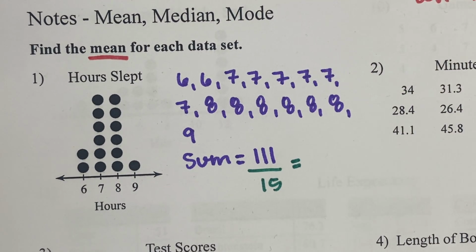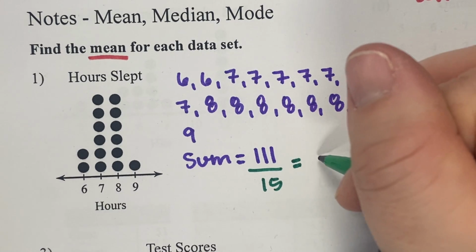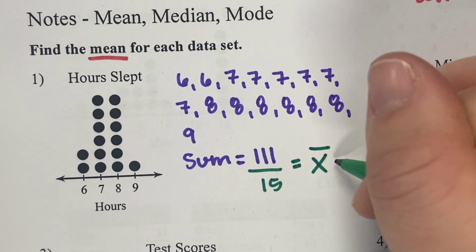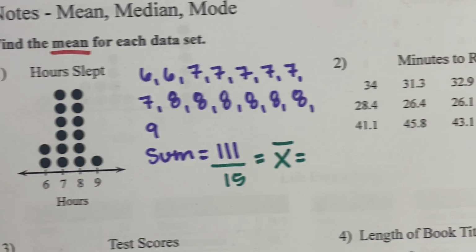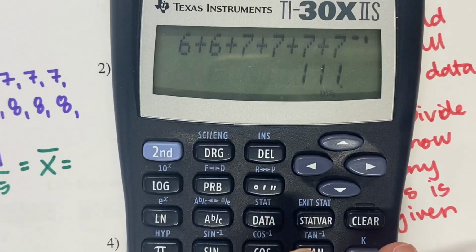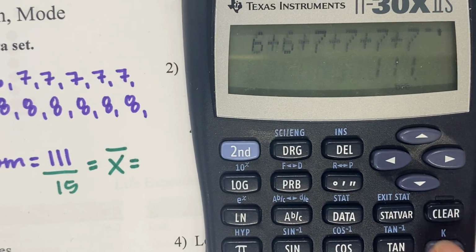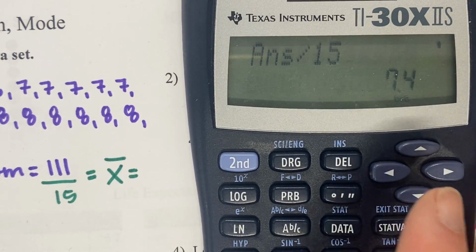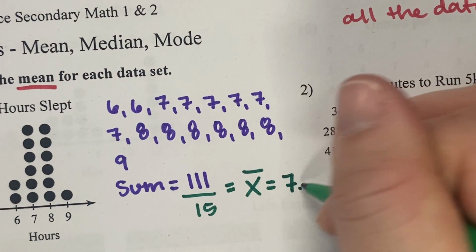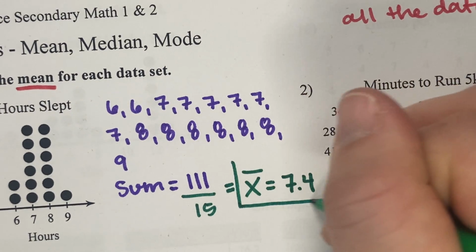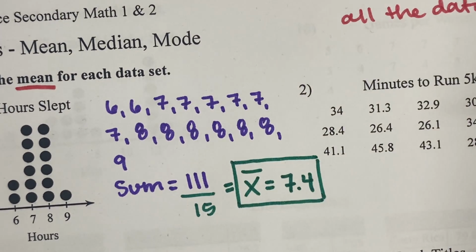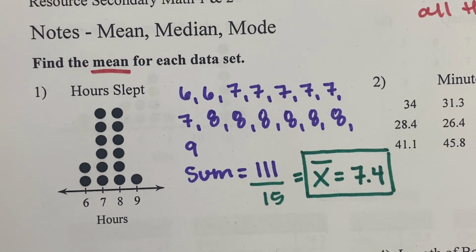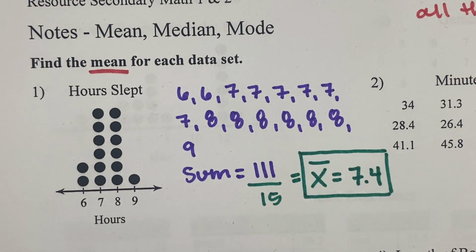Okay, so our average, and sometimes you'll see it written as x bar, that's what we call that. Our average is 111 divided by 15. So we get 7.4 as our average, or our mean. Okay, beautiful.